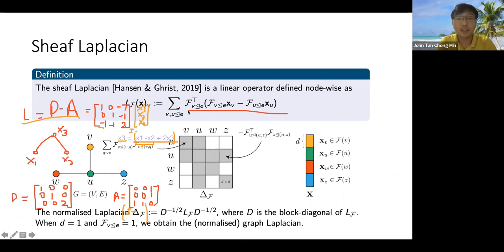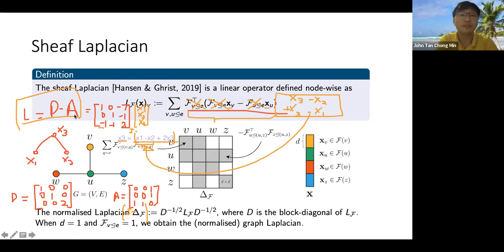Actually, if you look over here, this is actually the same. If we take away this and make this like an identity map, you can see that when you sum up across all of this, for the case of x3, because x3 is connected to x2 and x1, you are summing up x3 minus x2, and you're summing up x3 minus x1. Can you see that if we do this, this is the same thing as doing the Graph Laplacian, this one. So essentially the Sheaf Laplacian is a more general form of the Graph Laplacian.